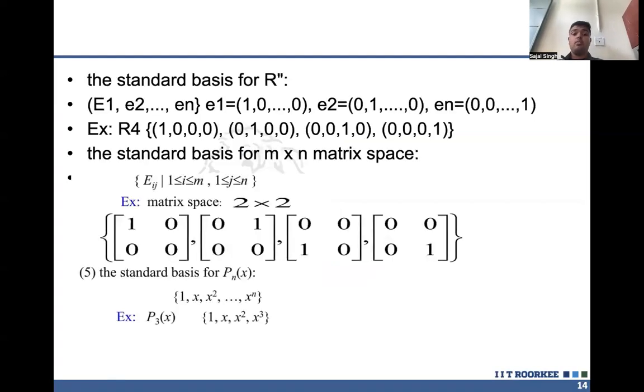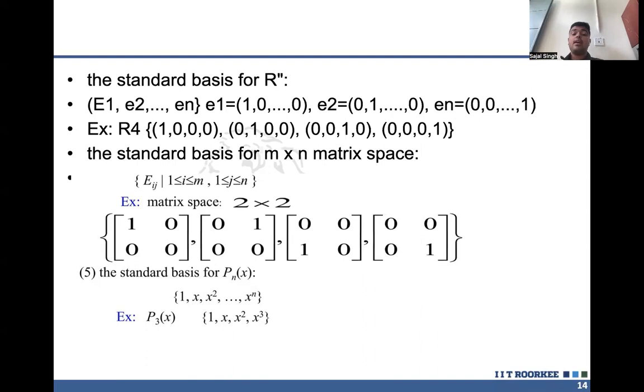What are the standard bases for R square? E1, E2, En. For R square, E1 should be equal to 10 and so on. Sorry, this is not for R square, this is for Rn. So E1 should be equal to 10 till 0, E2 should be equal to 01 till 0, and En, which is the last one, should be equal to 0000, so on till 1.